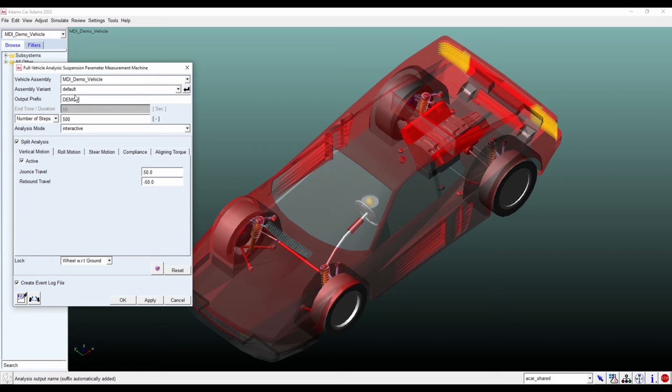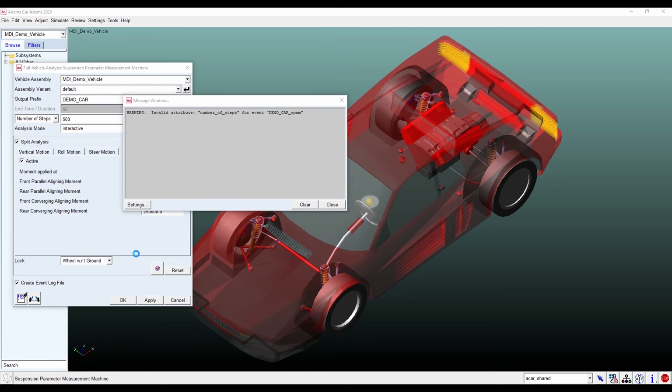In suspension parameter measurement machine, SPMM, you can do the below sub-events. Vertical motion. Roll motion. Steer motion. Compliance. Aligning torque. The SPMM test rig actuates the chassis part using motion in jounce, rebound, and roll sub-events. The chassis part is fixed at the static configuration in the steering, compliance, and aligning torque sub-events. In compliance and aligning torque sub-events, general forces are used to apply forces and moments at the tire contact patch or at the wheel center.